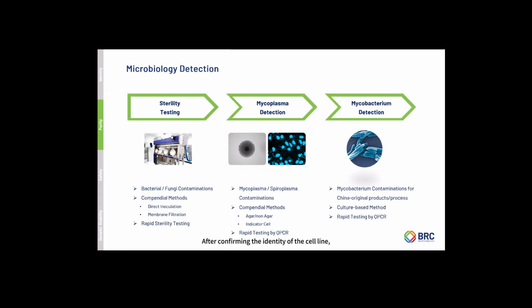After confirming the identity of the cell line, microbiome testing is required, which includes the sterility test, mycoplasma detection, and the mycobacterium detection. Bacteria and fungi contamination are detected using direct inoculation and the membrane filtration method. We also developed a rapid sterility test. Mycoplasma detection employs the culture method and indicator cell techniques referred to the European Pharmacopoeia. Mycobacterium detection uses a culture-based method. We also developed a rapid mycobacterium detection based on qPCR.